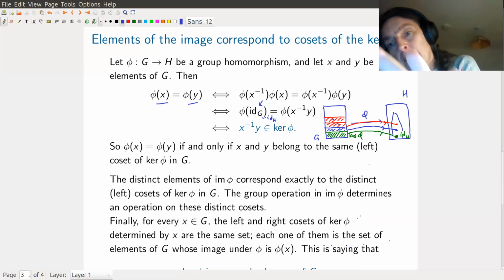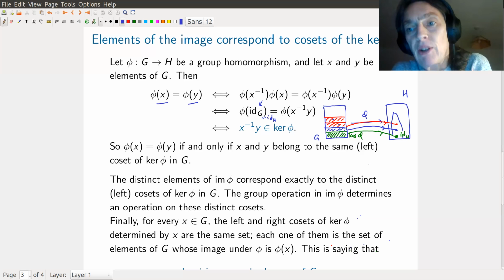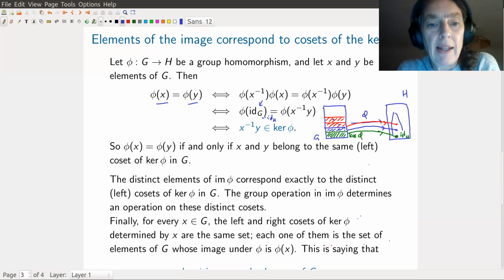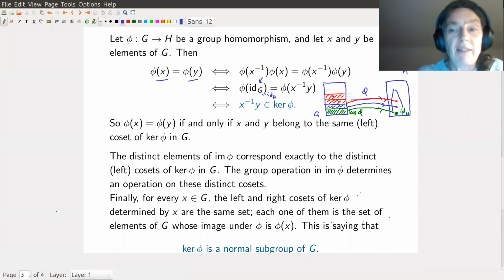But the key point is the image of phi over here, its elements correspond to the cosets of the kernel in the group G. And its operation corresponds to an operation on the cosets, which is somehow consistent with the group operation on G itself in a way that we will revisit next week. The final remark is, we've talked here about left cosets because we're used to talking about left cosets, but the word left is in parentheses wherever it appears.